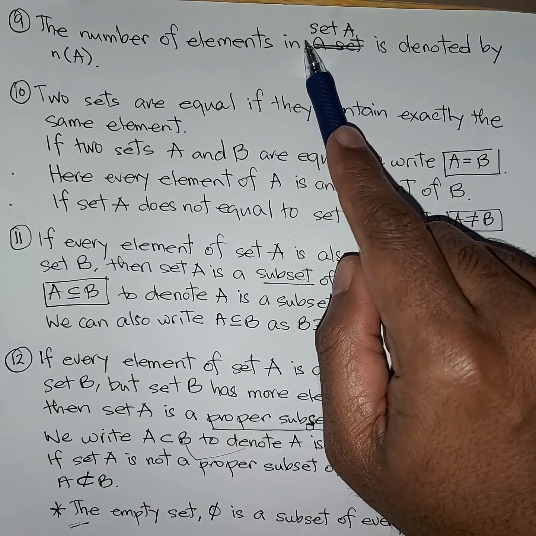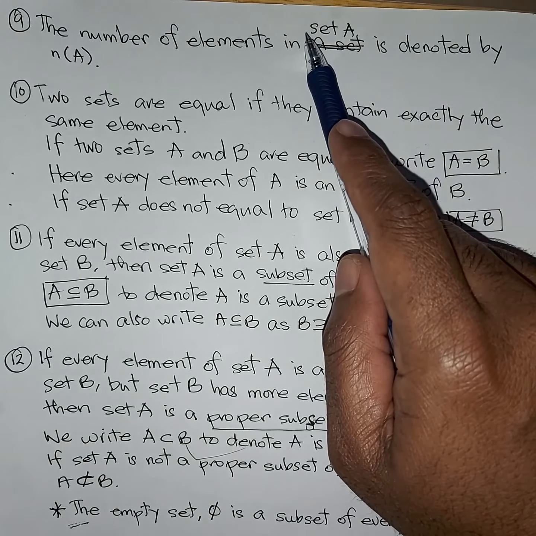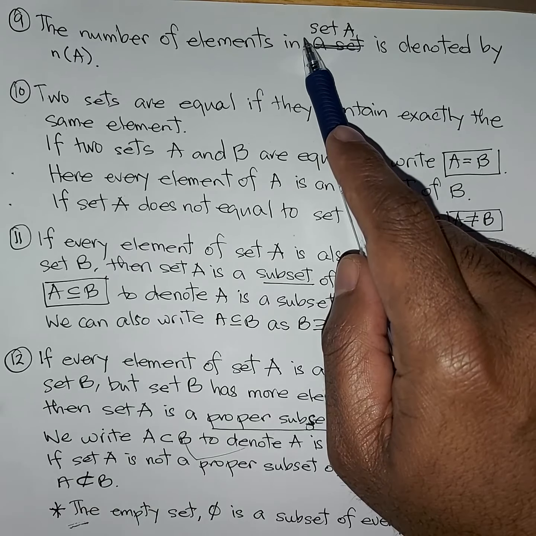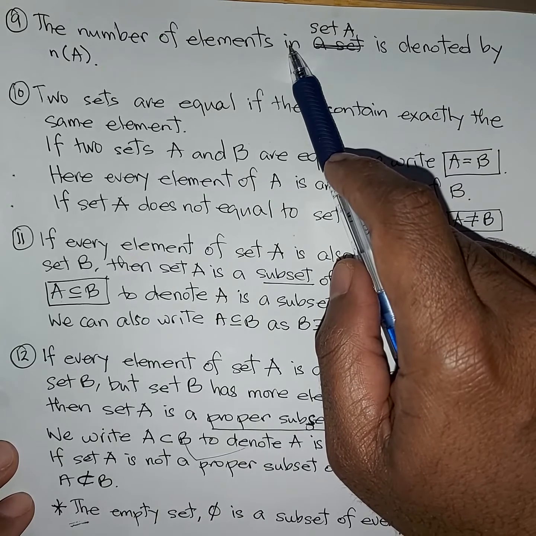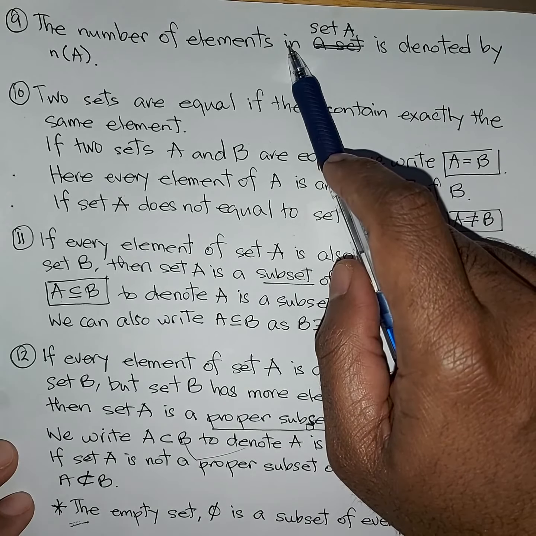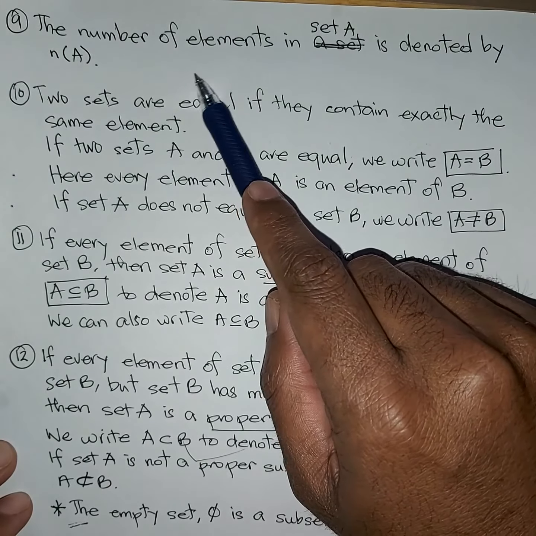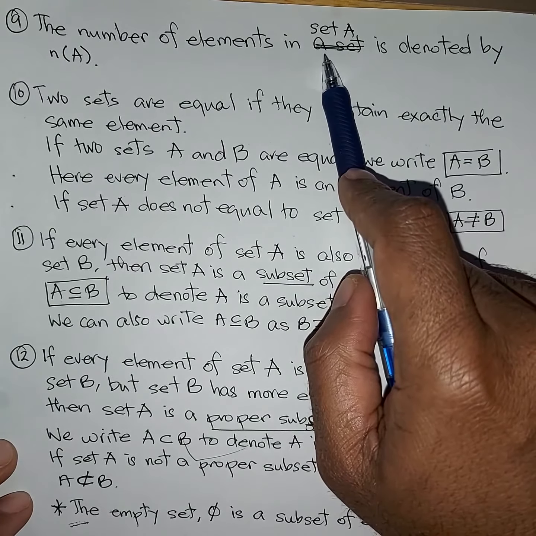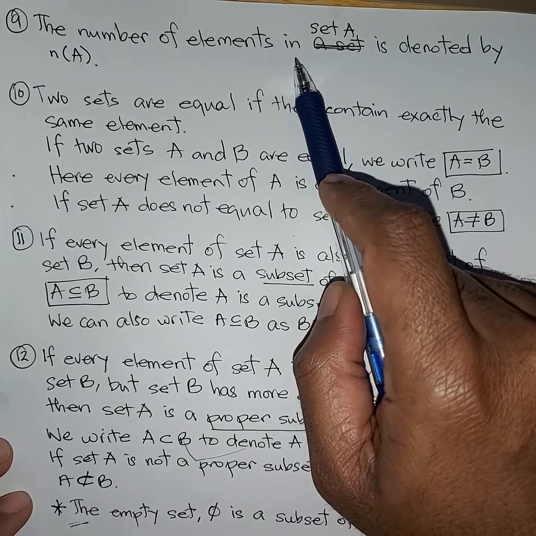Number 1, you may list the elements, or roster form. Number 2, using set builder notation to define the set. And number 3, you may describe the elements to define the set. So here, if you want to find the number of elements inside the set, you must write the set in roster form first.